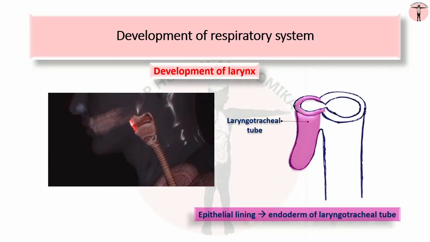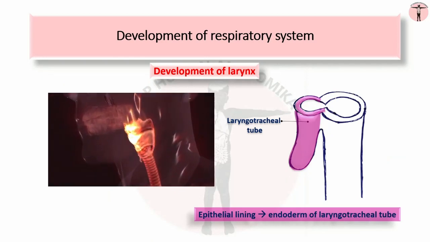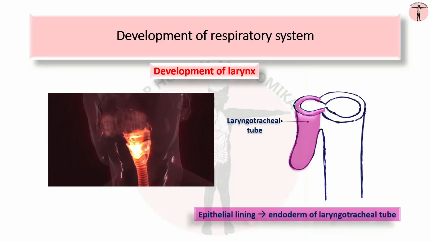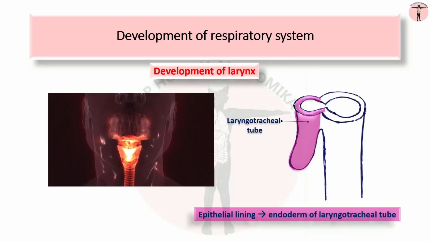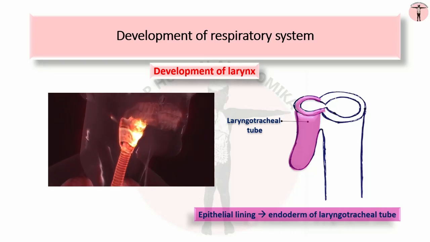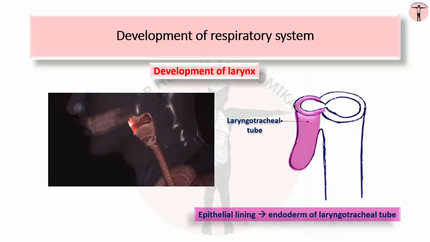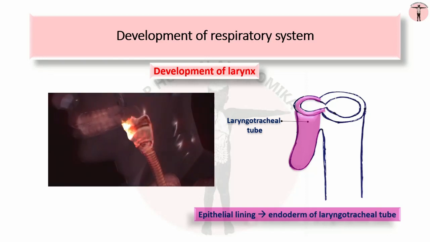Now let us see the development of the different parts of the respiratory system in detail. To start with the larynx, the larynx develops from the cranial part of the laryngotracheal tube. The internal epithelial lining of the larynx originates from the endoderm of the cranial end of the laryngotracheal tube.